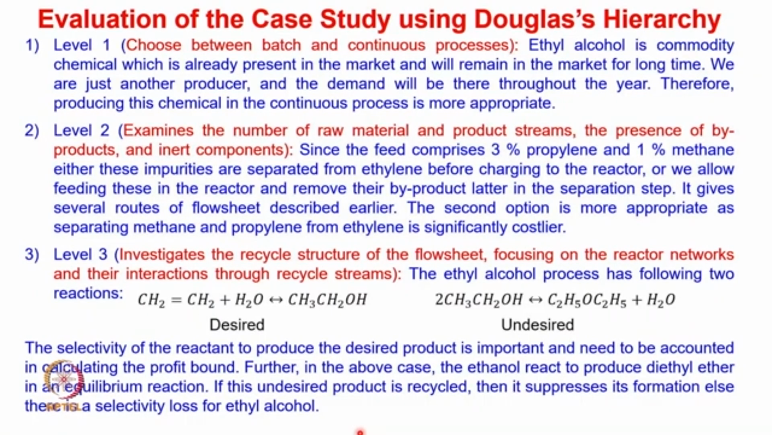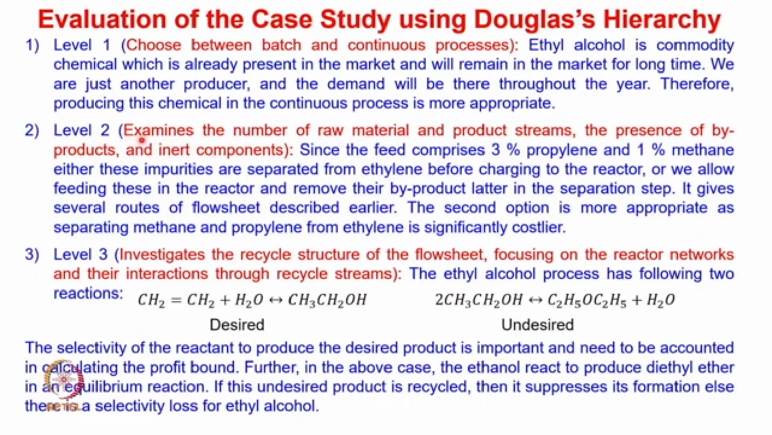So once this is done, now we wanted to evaluate the obtained flow sheet. For that we are using this decomposition method suggested by Douglas. So in level 1, clearly we have to select whether the process should be batch or continuous. If we see that ethyl alcohol is a commodity chemical which is regularly used, clearly it is going to remain in the market for a longer period of time, and also its demand is spanned over the entire time in a continuous manner. Therefore producing the ethyl alcohol by using a continuous method is more appropriate compared to the batch production.